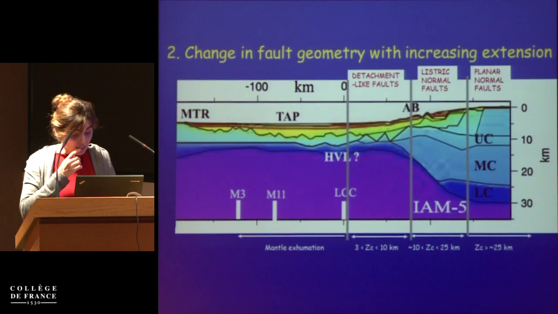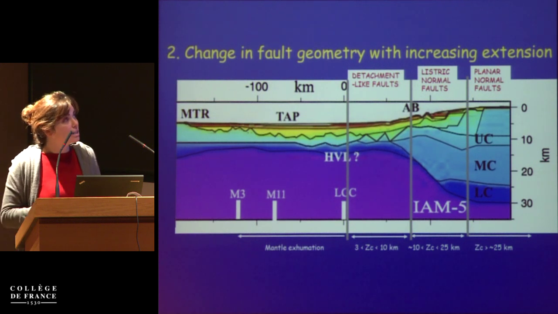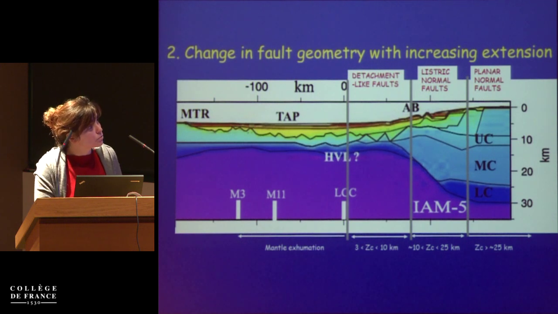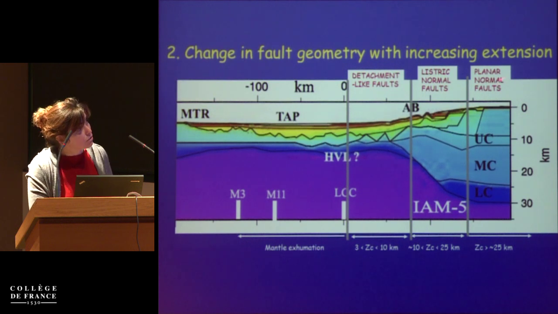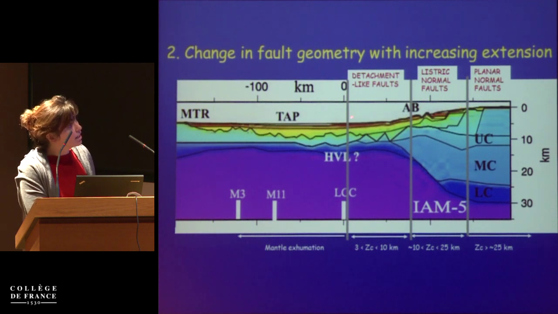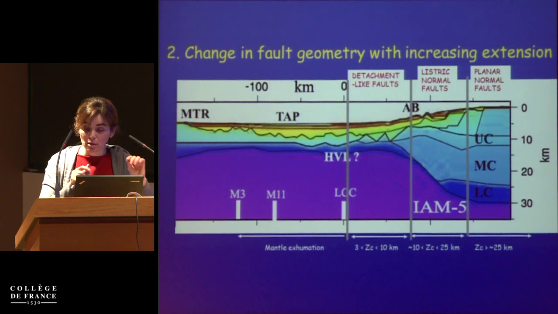We would like also to understand how this asymmetry formation is related to the pattern of faulting and to the changing geometry of these faults as extension increases. So normally we see planar normal faults at the continental platform, going to listric geometries at the necking area, and detachment-like faults at the breakup, at the very thin breakup margins.